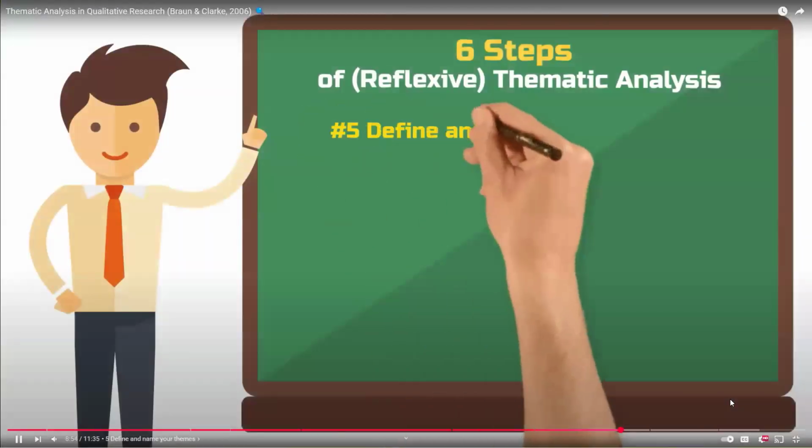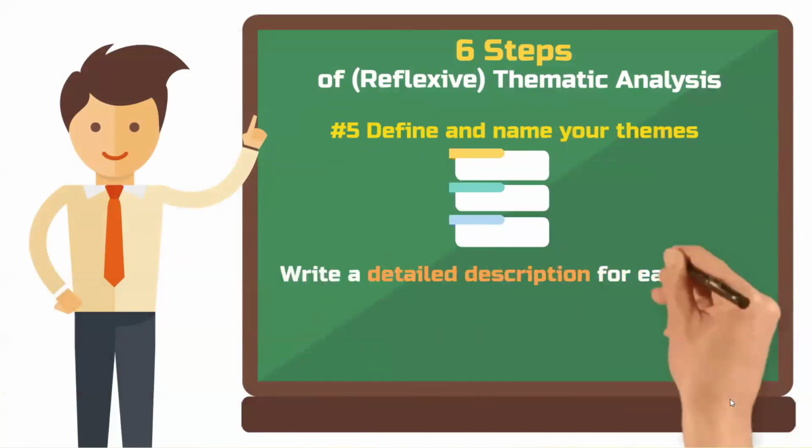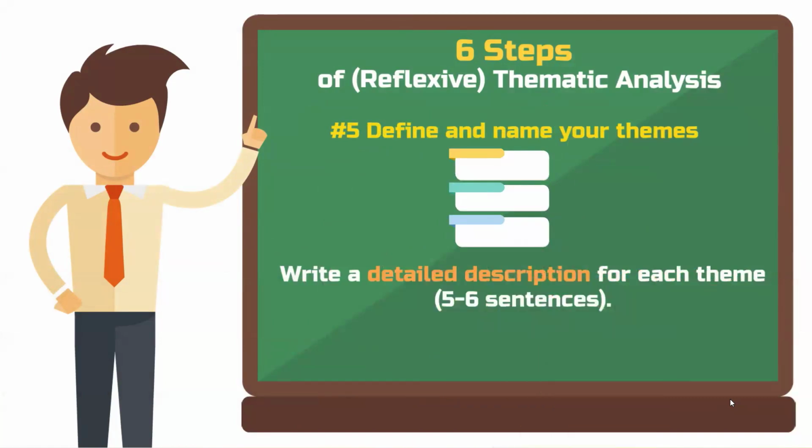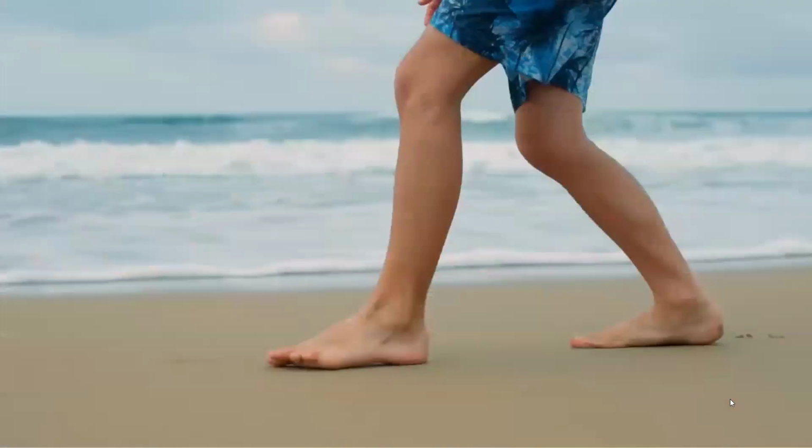Step 5. Define and name your themes. Now write a detailed description for each theme, comprising 5 to 6 sentences. Also, finalize the specific designation for each theme. If you encounter issues while describing or naming, it typically indicates that the theme isn't distinct enough yet.